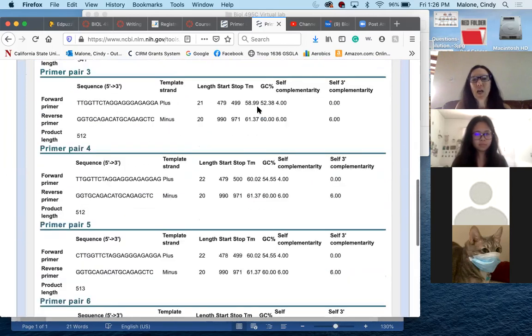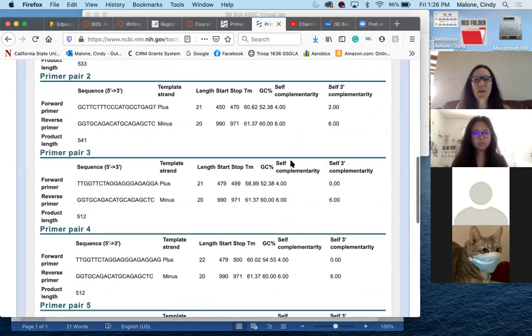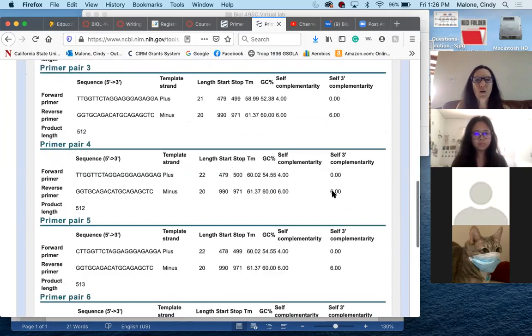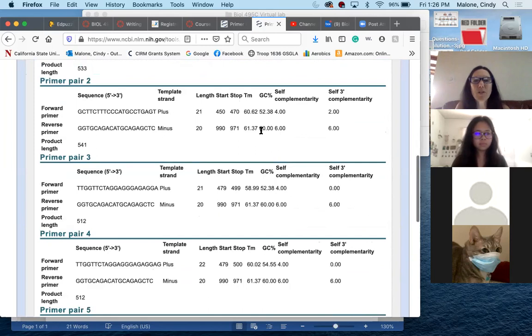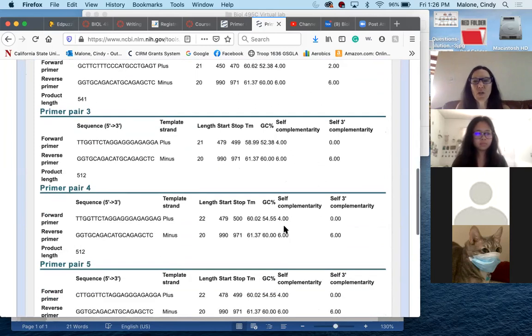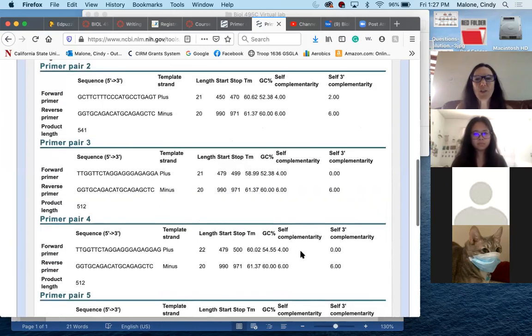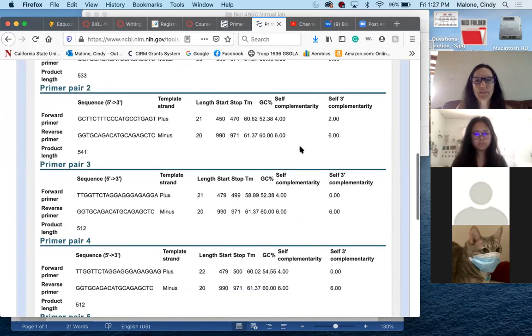And then I should look up what self-complementary means. Is it better to have these numbers with my 60, 62, or these numbers? I looked that up. It says that a score of lower than 10 is pretty much ideal, because that's just the likelihood of the primer to bind to itself. So under 10 is fine. The lower the better, but there's not a big difference, these are both 4.